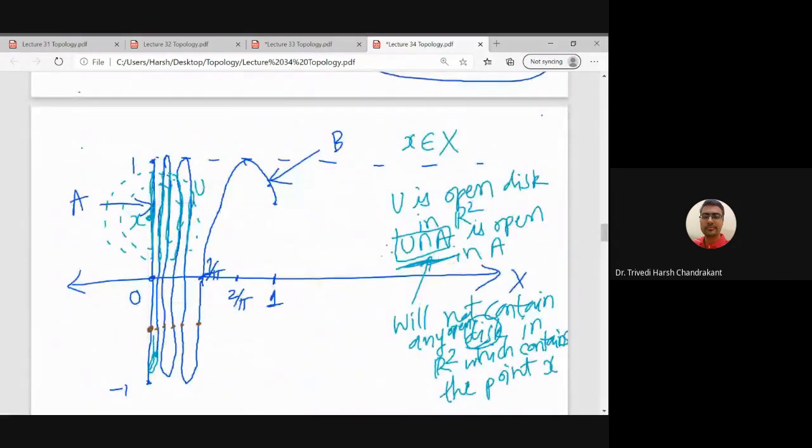I think I have made some mistake here. I should write X here because we are checking X is locally connected, right? Not A is locally connected. So I have taken point x in capital A, which is a subset of X.